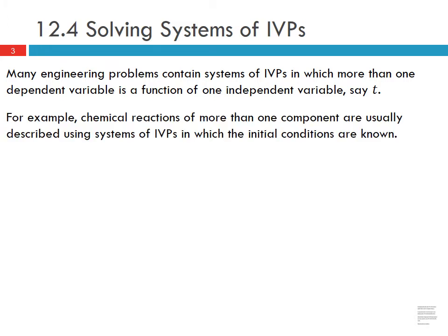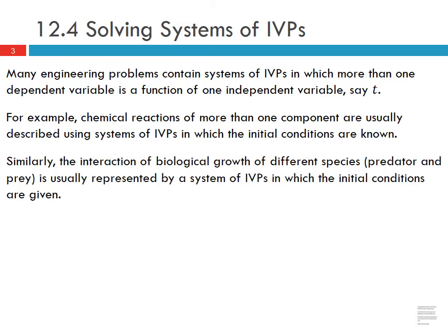For example, chemical reactions of more than one component are usually described using systems of initial value problems, in which the initial conditions are known. Similarly, the interaction of biological growth of different species, such as the predator-prey model, is usually represented by a system of initial value problems in which the initial conditions are given.